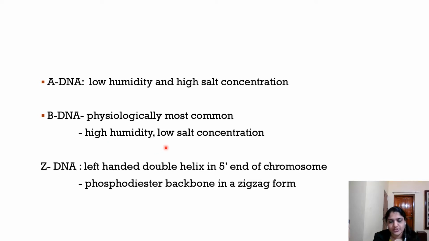and low salt concentration. Z DNA is a left-handed double helix in the 5' end of the chromosome, and it has a phosphodiester backbone in a zigzag form. So these are the main points that we should remember.